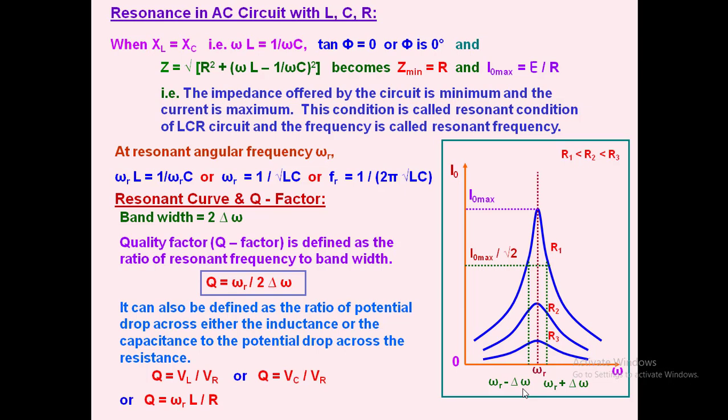So Q equal to omega L by R, because VL is nothing but what? Omega L into I. VR is nothing but what? I into R. So I gets cancelled in the numerator and denominator. So you're going to have inductive reactance by resistance. In the same way, Q equal to 1 by omega C into R.